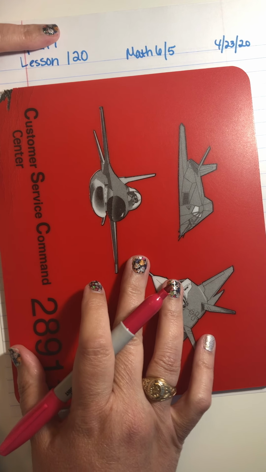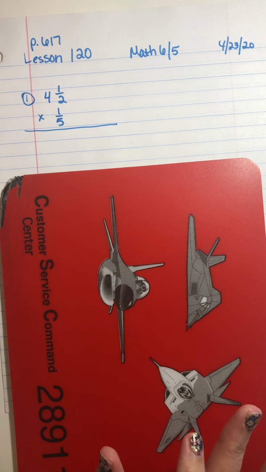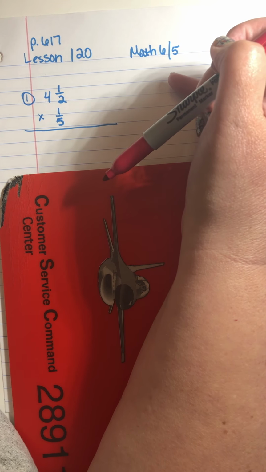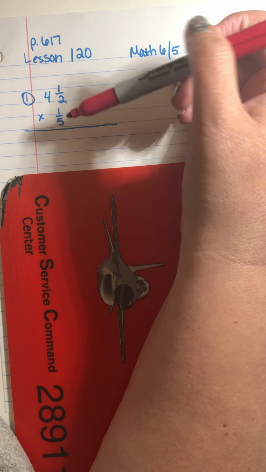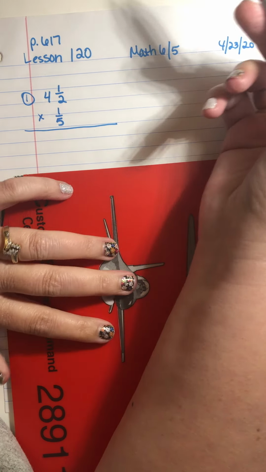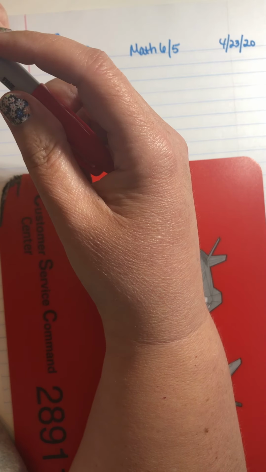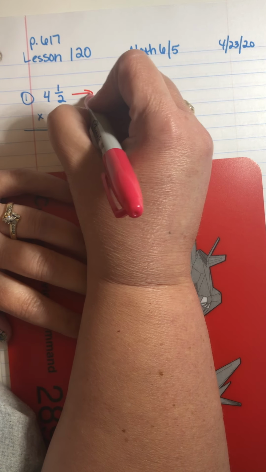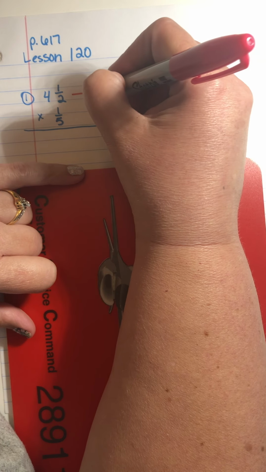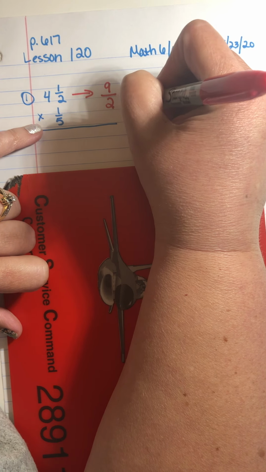Okay, multiplying mixed numbers. Let's look at that. When we multiply mixed numbers, in this case we have a mixed number and just a fraction. We have to turn our mixed number back into an improper fraction to do this properly. So we know that 2 times 4 is 8 plus 1 is 9 over 2, and we're going to multiply that times 1 over 5.